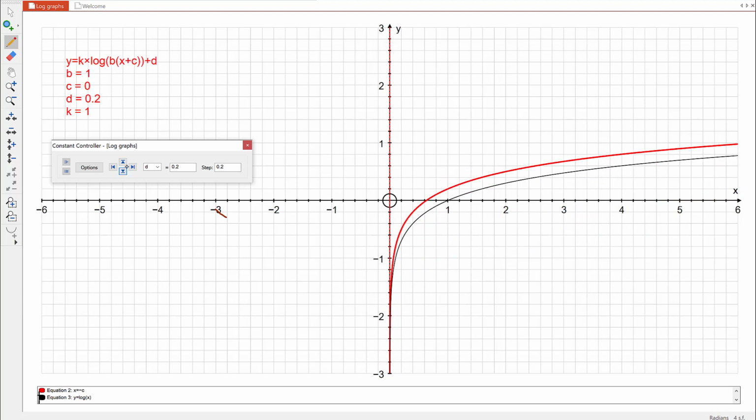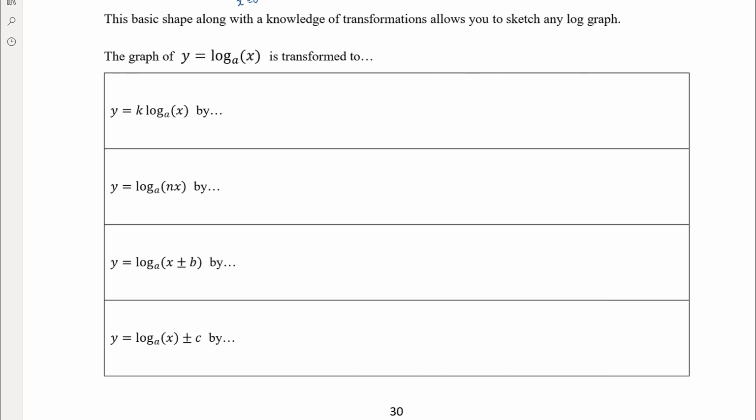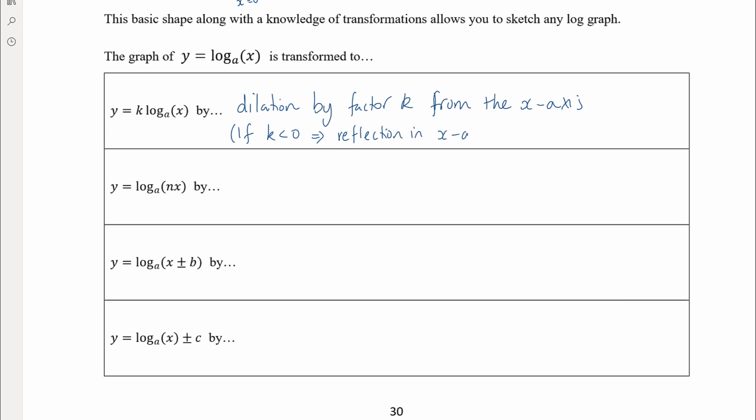Okay, so everything we already know about our transformations holds true with the log. So let's go back over here and fill in what we know. The graph of y equals log a of x is transformed to y equals k times log a of x by dilation by factor k from the x-axis. So that is multiplying all the y coordinates by k. Also, if k is a negative number, we're going to get reflection in the x-axis. So our graph shape is going to go this way instead.